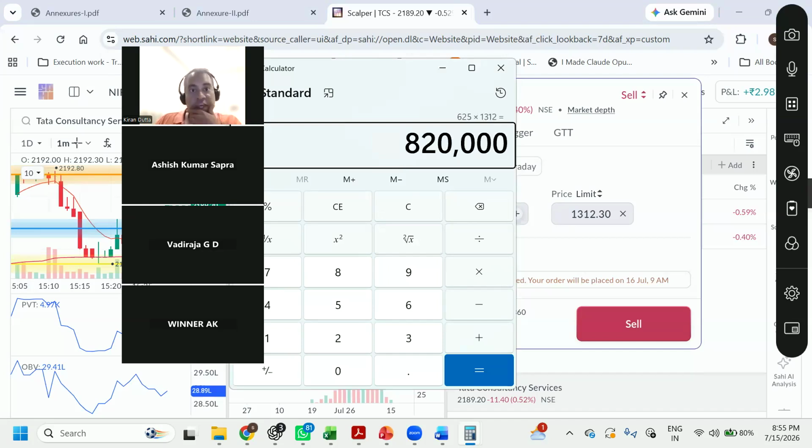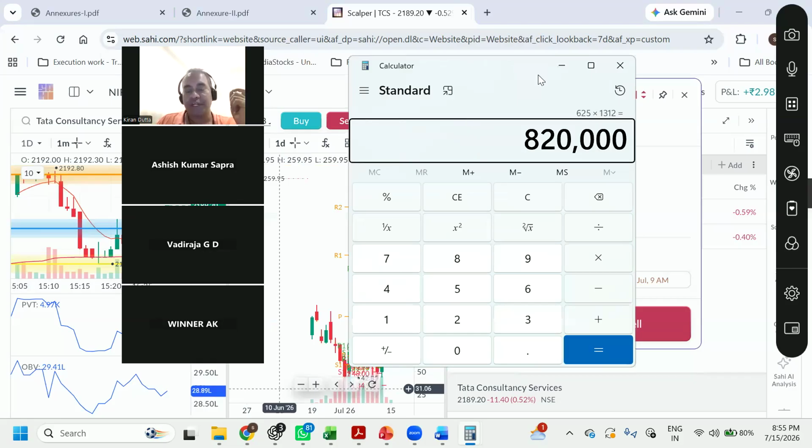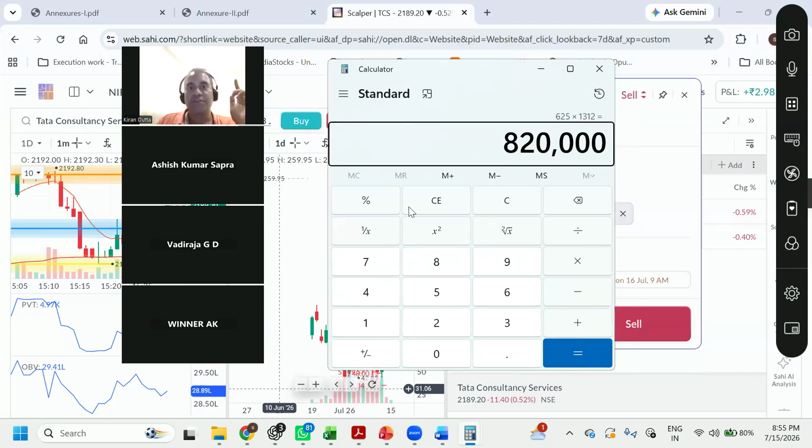If I have to short, meaning I'm actually selling this, what will be the quantity that I require here? 8,20,000 rupees. Everyone understood this first of all? If I am selling, imagine I have 625 quantity of Axis Bank shares with me. If I am selling Axis Bank as of today at 1312, the money that I am going to make is 8,20,000 rupees. Yes or no? Clear, guys?